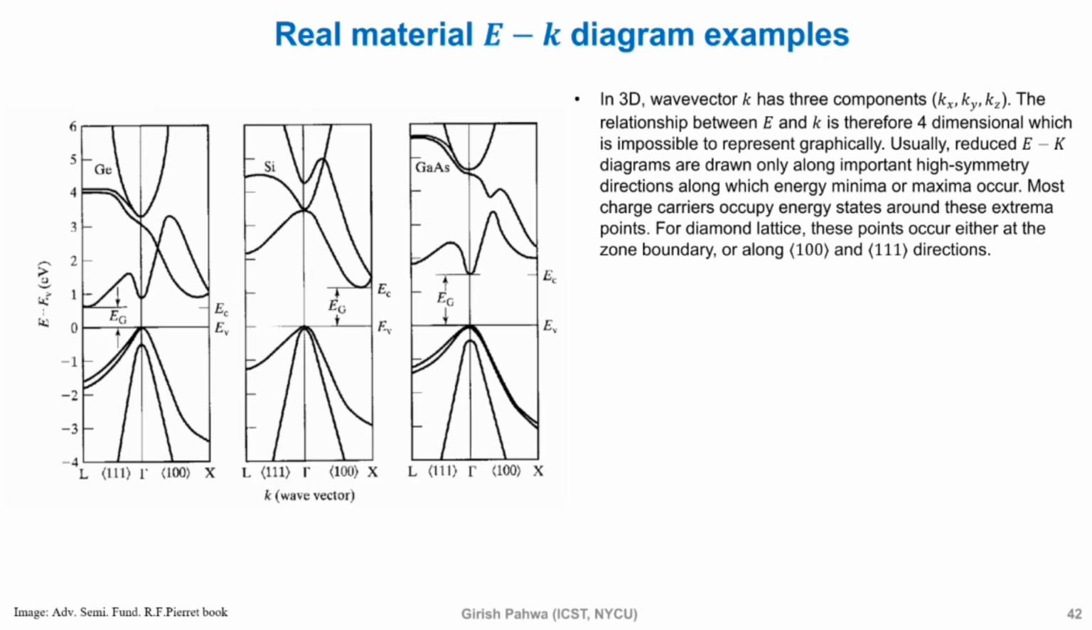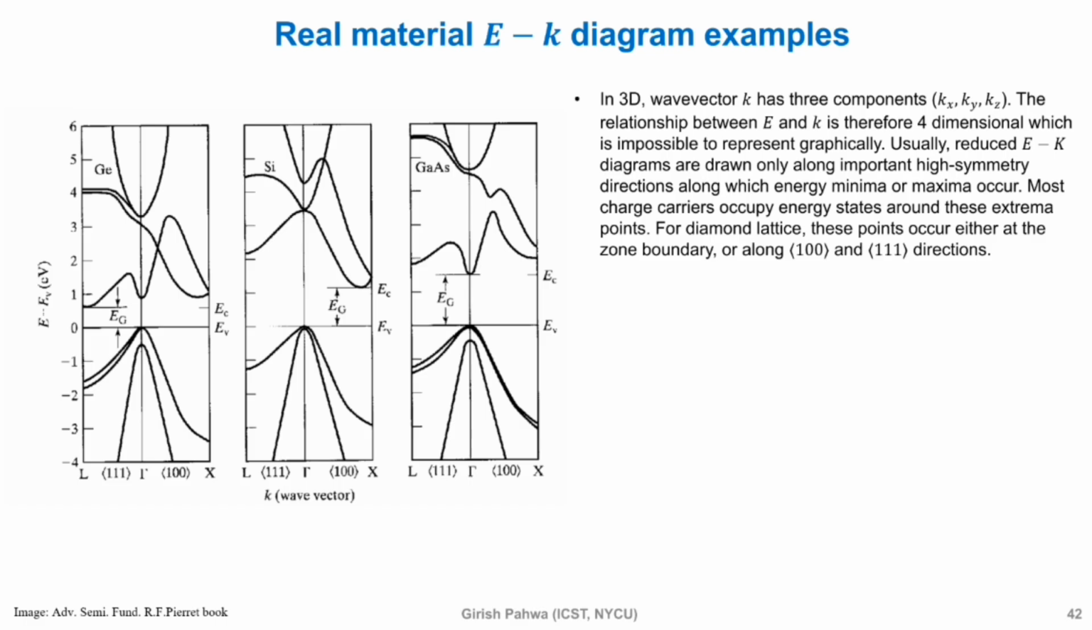So what we do, we try to simplify things. Now we know that we have these high symmetry directions like 1 1 1, 1 0 0, which are important for us, along which you can get energy minimum or maximum. So we only draw our EK diagrams along those directions. When you draw an EK diagram along a particular direction, then it becomes 1-dimensional. Okay, and that's what usually we do.